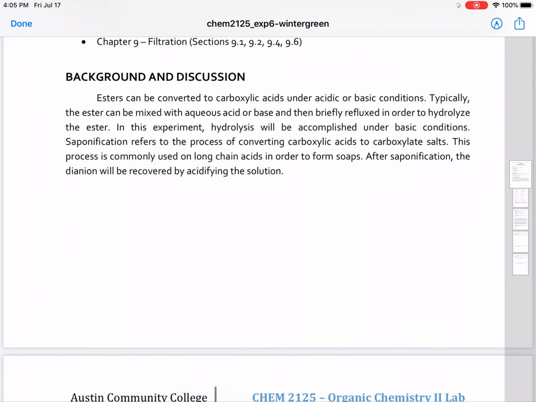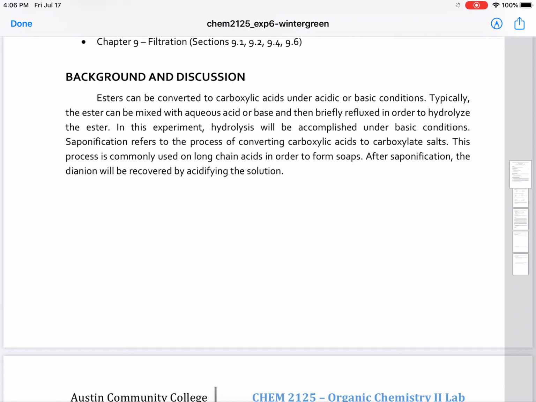You can read about the background and the discussion about ester saponification. Everything is given here, and you can also use some of this information to write your discussion. We're going to be hydrolyzing it under basic condition. Basically, saponification refers to the process of converting carboxylic acids to carboxylate salts. This process is commonly used on long chain acids in order to form soaps. After saponification, the dianion will be recovered by acidifying the solution.